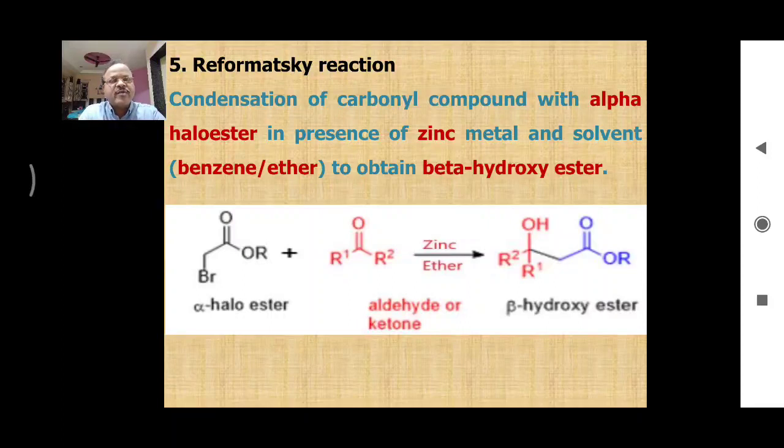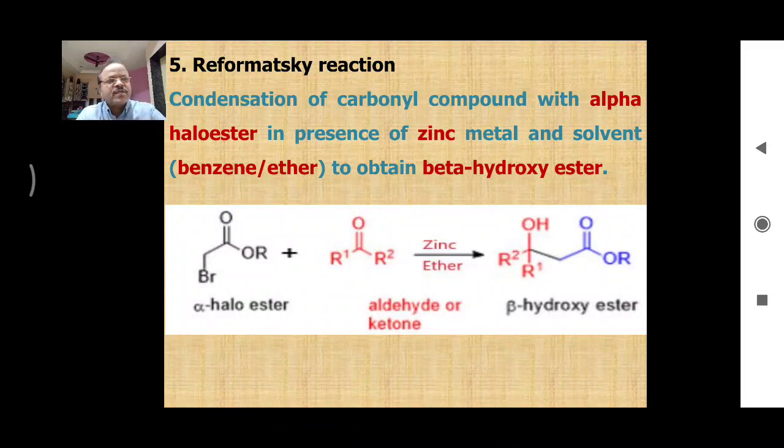So this is Reformatsky reaction. Let me repeat: carbonyl compound condenses with alpha haloester in presence of zinc metal and benzene or ether as a solvent to get beta hydroxy ester as a product. So this reaction is called a Reformatsky reaction. It is represented here. This is alpha bromo ester. Bromine is the halogen, hence it is alpha bromo ester. Then this reacts with a ketone, which is carbonyl compound, and in presence of zinc and ether as a solvent, we obtain this beta hydroxy ester, which is the product of Reformatsky reaction.